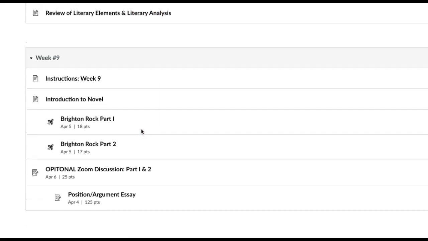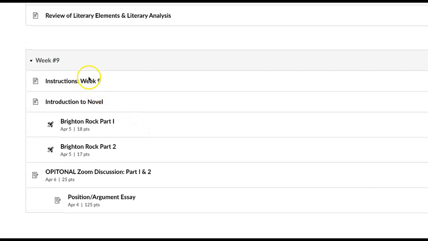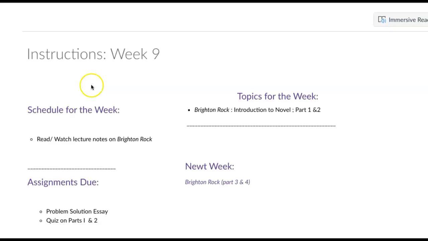So this week, it doesn't look like there is a bunch to do, but it will require you to do a little bit of reading. So if you look at your instructions for this week, there are some lecture notes on Brighton Rock, not only the novel, but the author, and I highly, highly, highly, highly encourage you guys to look those over. It will help you as you begin the reading of our novel.